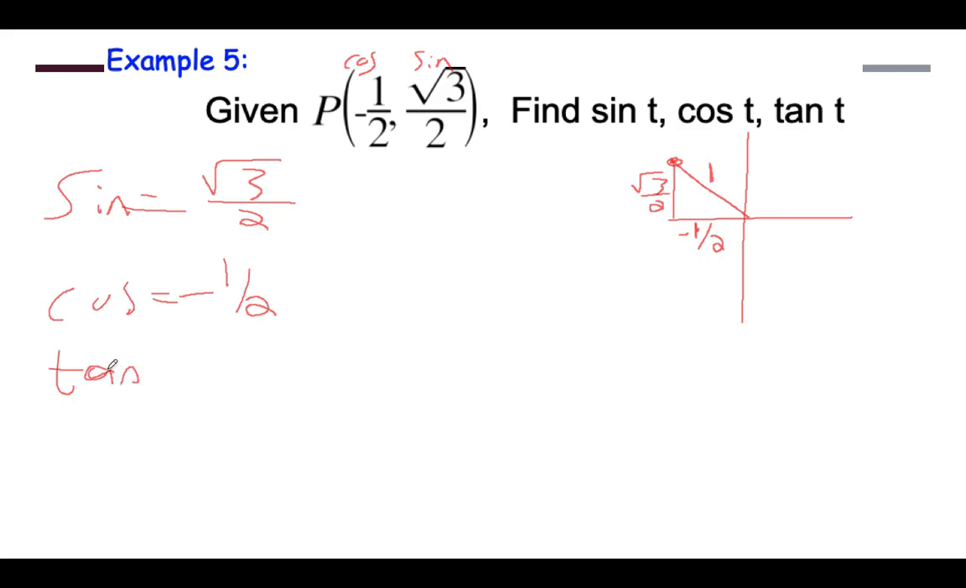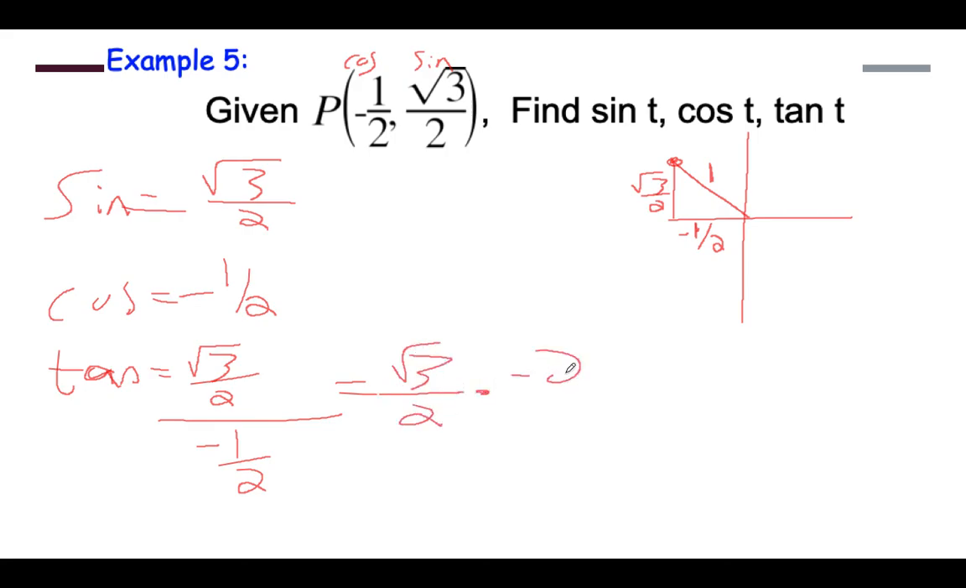And then tangent, well, you got opposite, so square root of 3 over 2 all over negative 1 over 2. Now, 5th grade math, maybe 4th grade, dividing by a fraction, same as multiplying by reciprocal. So this is the same thing as square root of 3 over 2 times negative 2 over 1. Well, you got 2 on top, 2 on bottom. So that equals negative square root of 3. Okay.